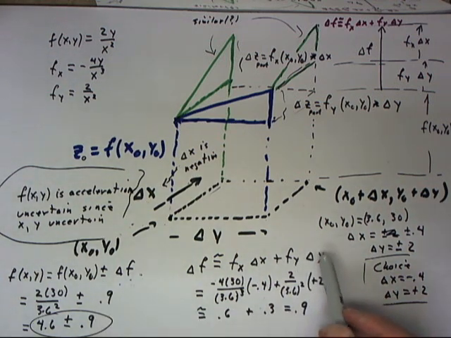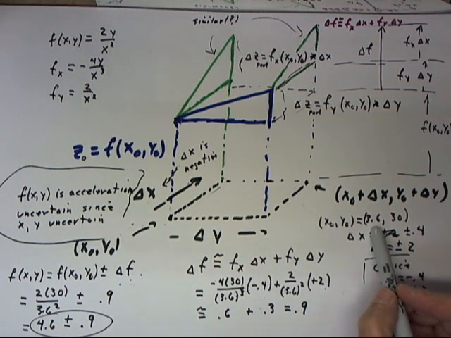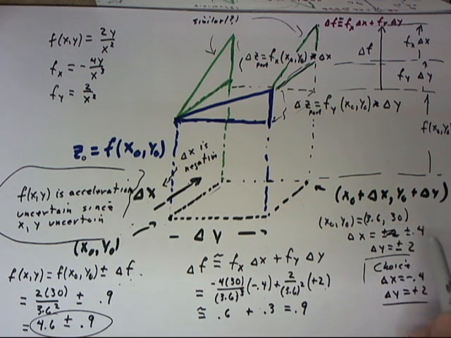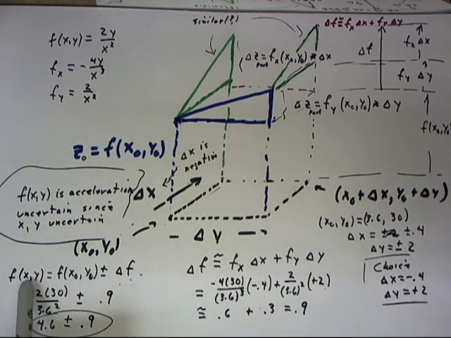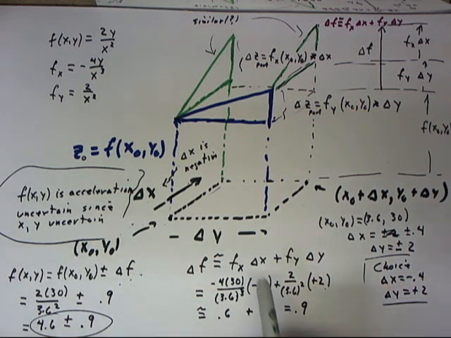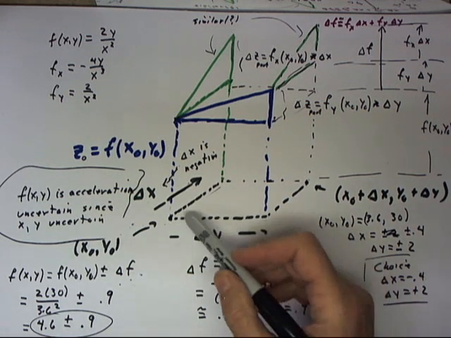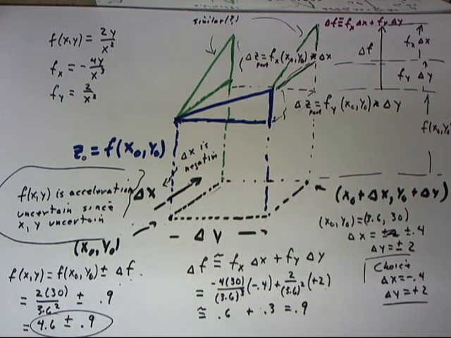We've seen that for our x0, y0 observation 3.6, 30 with uncertainties of plus or minus 0.4 and plus or minus 2 respectively in the x and y values, our f of x, y value appears to be around 4.6 plus or minus 0.9, with the plus 0.9 occurring if we have a positive change in y and a negative change in x.